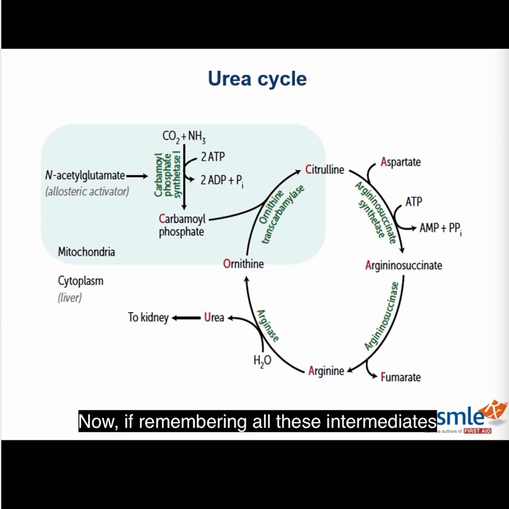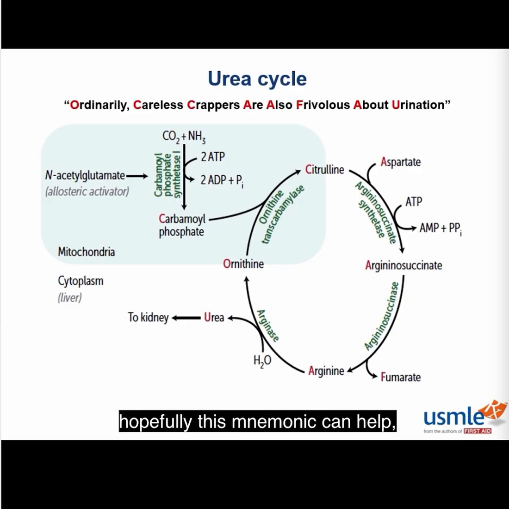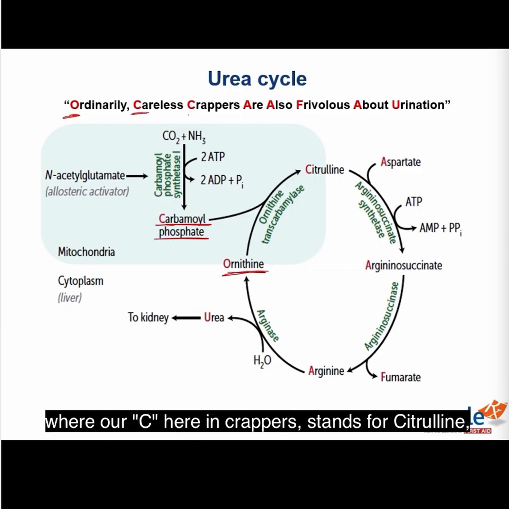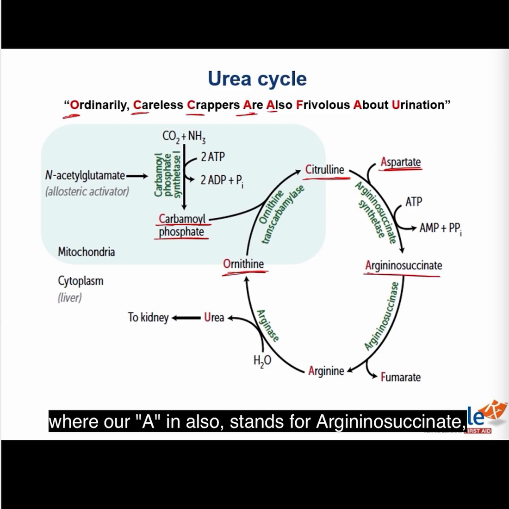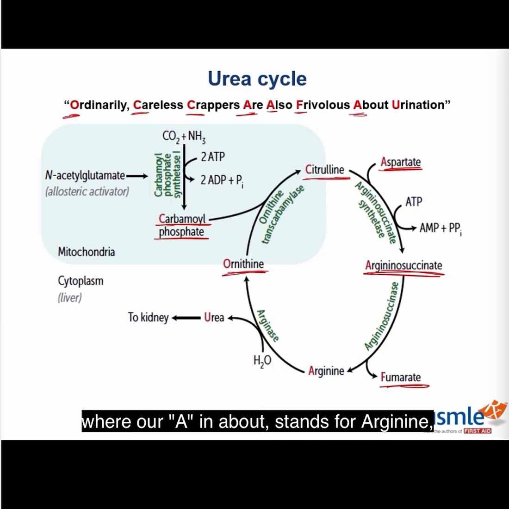Now, if remembering all these intermediates and products of the urea cycle seems difficult, hopefully this mnemonic can help. Our mnemonic is, ordinarily careless crappers are also frivolous about urination, where the O in ordinarily stands for ornithine, the C in careless stands for carbamoyl phosphate, the C in crappers stands for citrulline, the A and R stand for aspartate, the A and S in also stand for argininosuccinate, the F in frivolous stands for fumarate, the A in about stands for arginine, and the U in urination stands for urea.